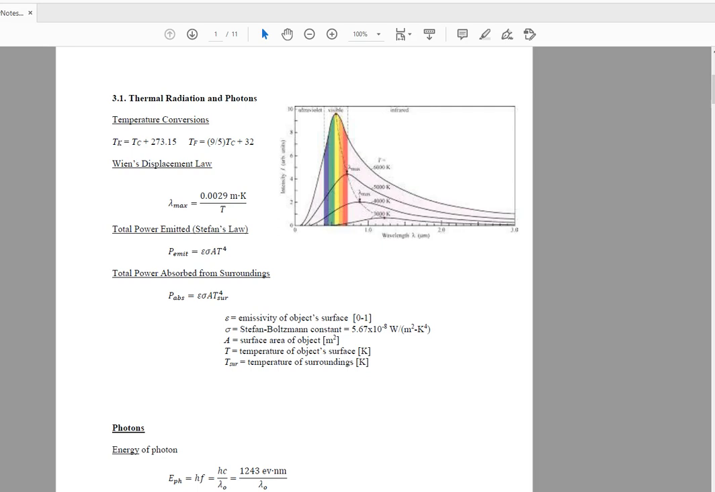And what I'm looking at right now are the summary notes for part 3. So this is the first topic, thermal radiation and photons. So let's talk a little bit about thermal radiation, and I'll keep coming back to the summary notes here for important formulas. But the idea is, and this is somewhat historical, the way we're going to look at these things, the way the photon model was developed.